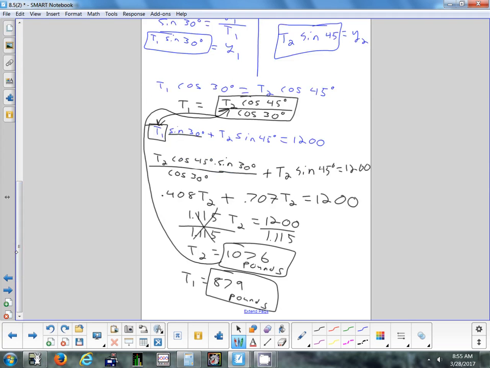Okay, so any question on that? It's probably the hardest word problem all week. Ever? Maybe not ever. But maybe for this week. Okay, questions on that?